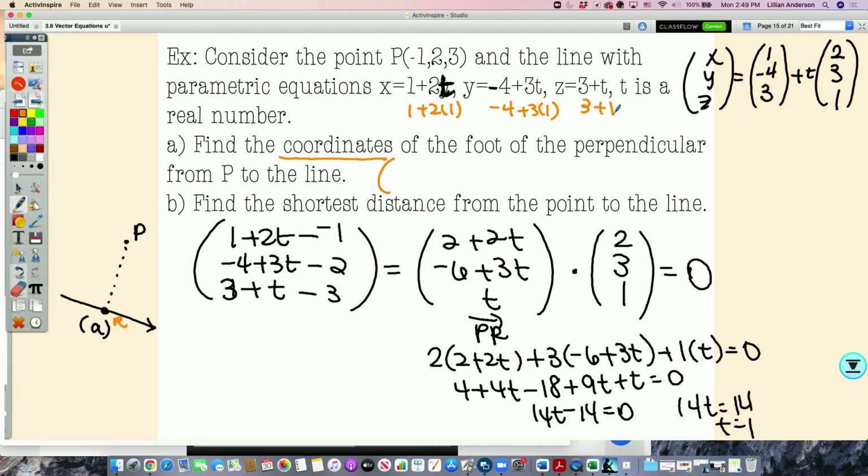1 plus 2 times 1? 3. -4 plus 3 times 1? 3 plus 1?